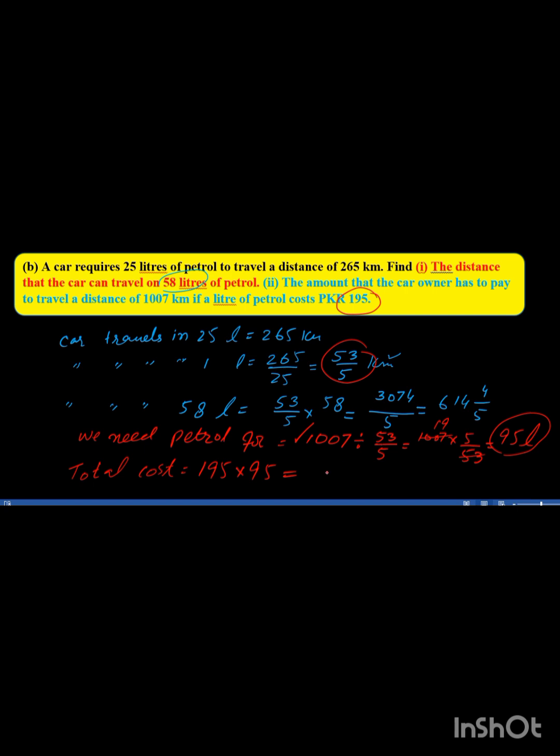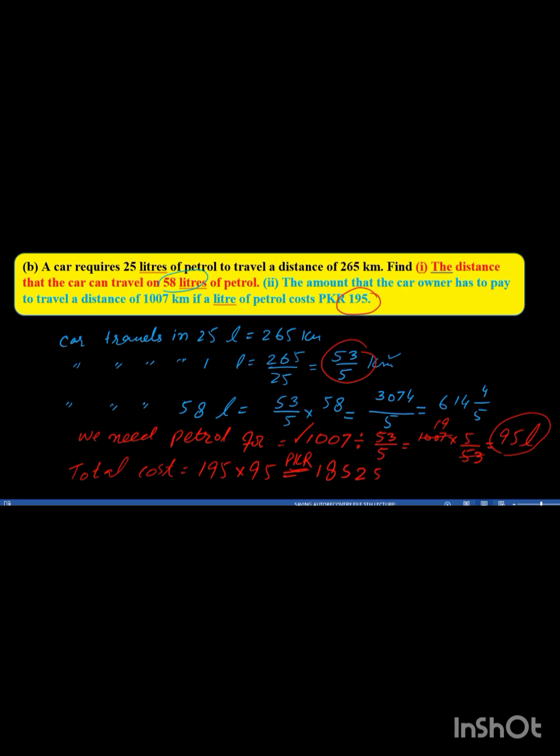Again, it's a long multiplication, so you can do it at home, and I will just write the answer. After multiplying correctly, you will get 18,525. And what is this? That is in PKR. Clear? So now it is a practice now question.